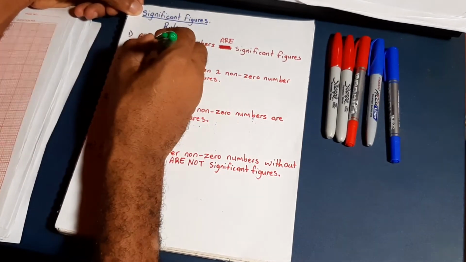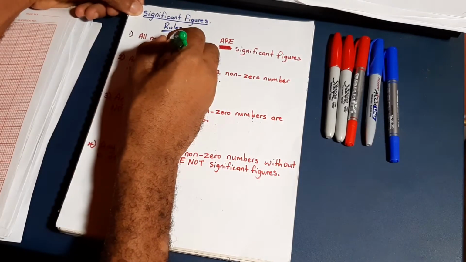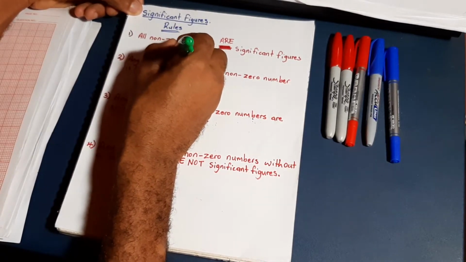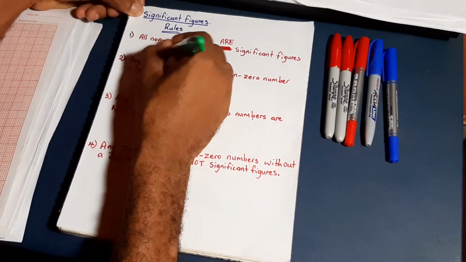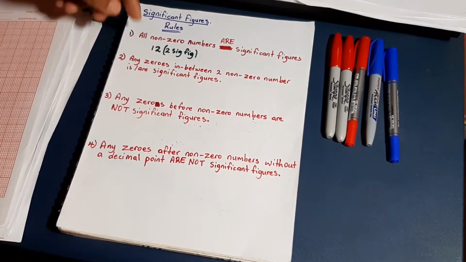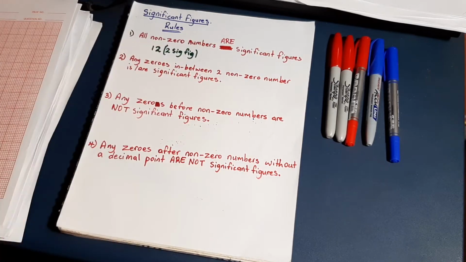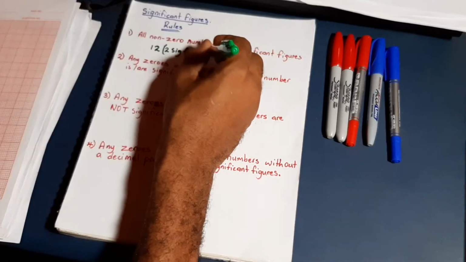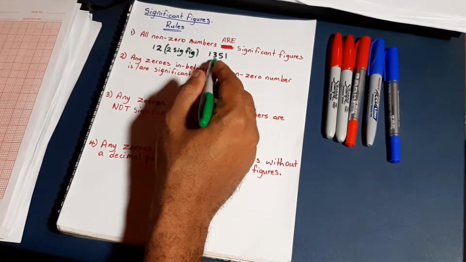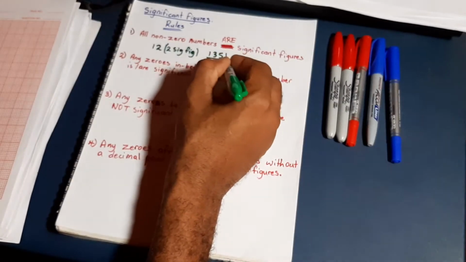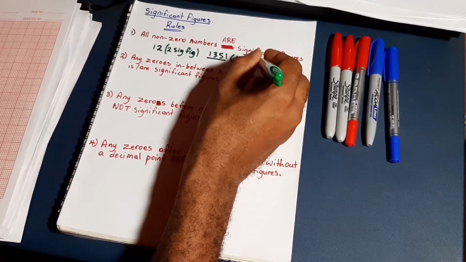If we should have, for example, 12, 12 would be 2 significant figures. I'm just going to write 2 sig fig in the bracket beside it. So 1 and 2, none of them are zeros, so that would be 2 significant figures. If we had, for example, 1351, these would be 4 significant figures. So I'm just going to write sig fig.